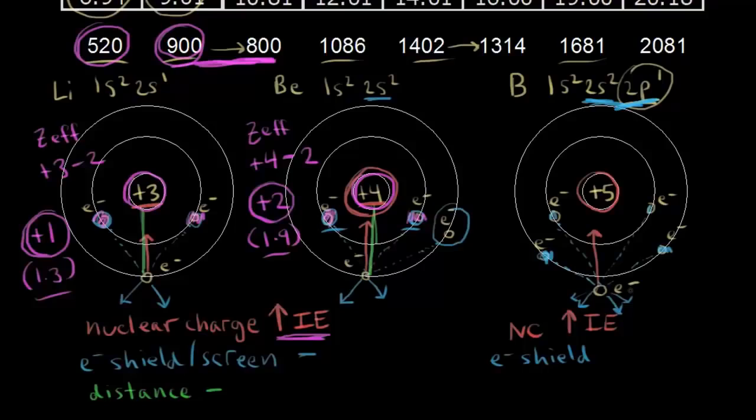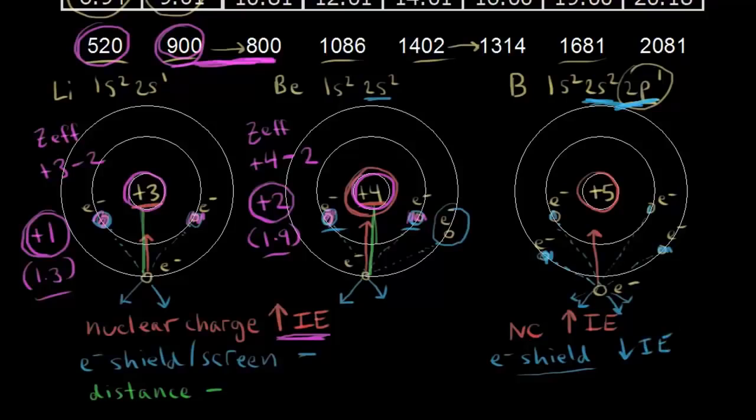And so because of that extra shielding or screening, it's not going to feel as much of a pull from the nucleus from that increased nuclear charge. So just thinking about electron shielding, that's screening that outer electron from the attraction of the nucleus, and therefore it should be easier to take that electron away. So shielding says a decrease in ionization energy.